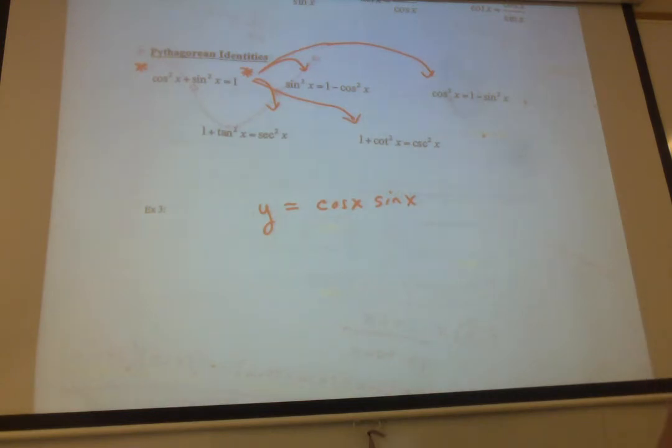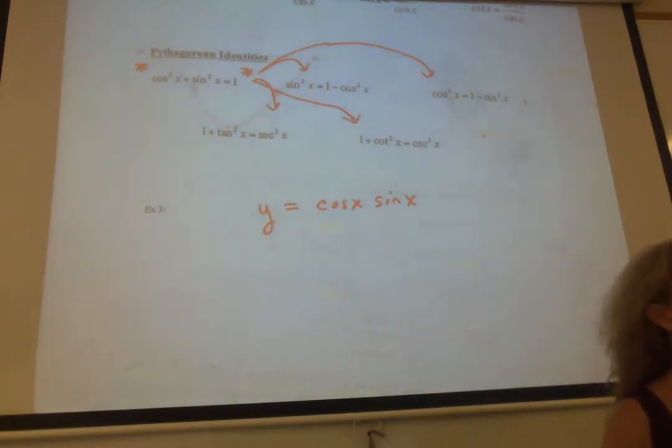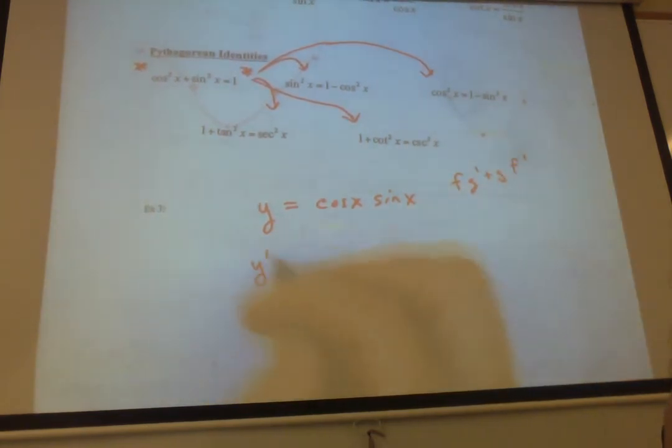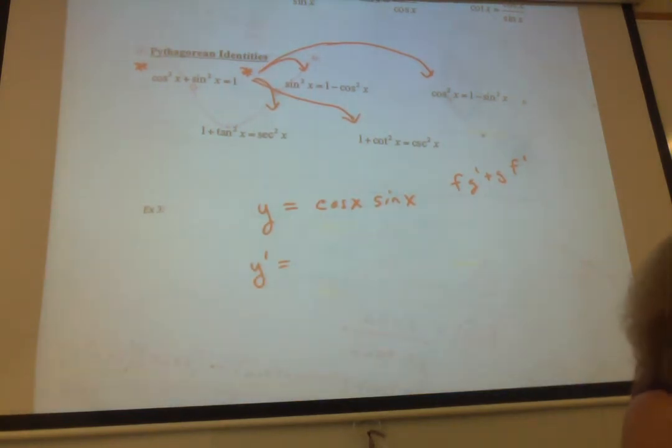So one last one. Who can start this problem for us? Elizabeth, say it a little bit louder. Okay, good. I heard product rule. Yes, okay, because we have cosine x times sine x. So I'm going to write product rule. And let's go ahead and start that.